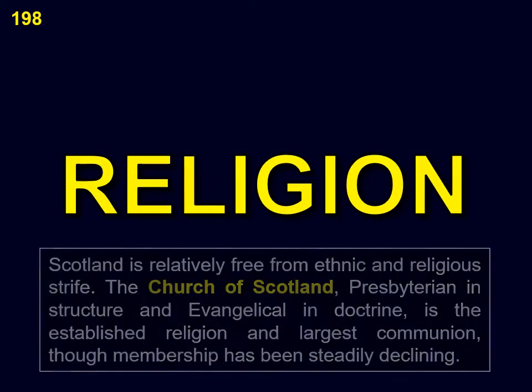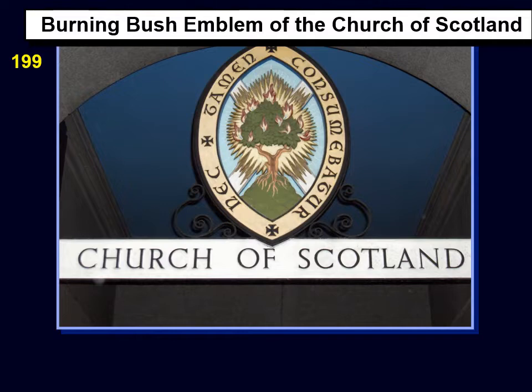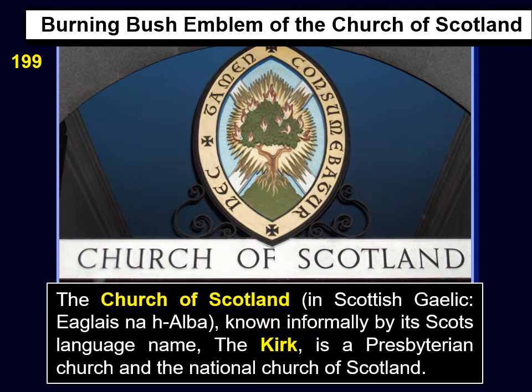Chapter 11. Religion. Scotland is relatively free from ethnic and religious strife. The Church of Scotland, Presbyterian in structure and evangelical in doctrine, is the established religion and largest communion, though membership has been steadily declining. The Church of Scotland, in Scottish Gaelic, Eaglais na h-Alba, known informally by its Scots language name, the Kirk, is a Presbyterian church and the National Church of Scotland.